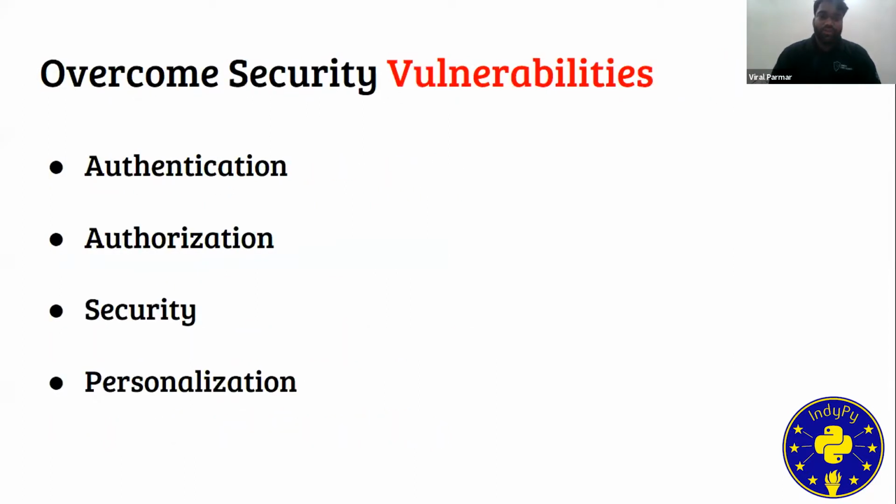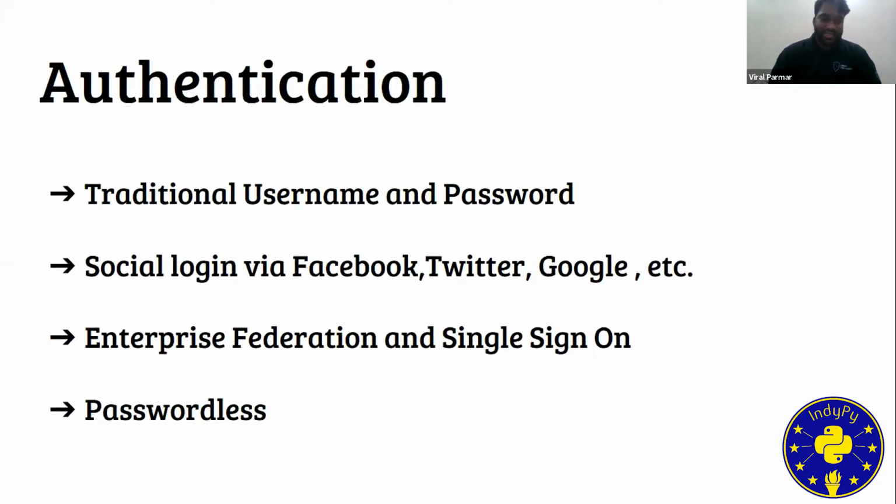So how do we overcome such security vulnerabilities? We can use authentication, authorization, security, and personalization. Now, people like to know how we can authenticate and how we can authorize people, right? In the traditional systems which we are using till now, you've seen username and password on every website. We ask the user for a normal username and password to log in to their accounts or to log in to our websites. These are the traditional things that we have been using for decades.